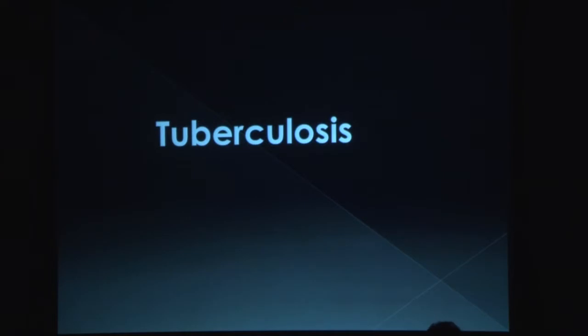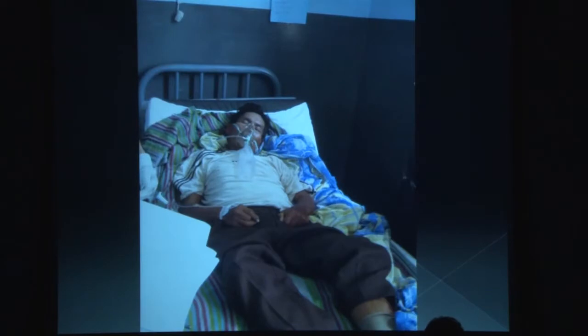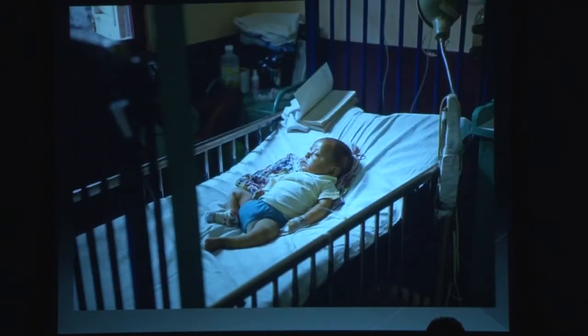Tuberculosis, you see a lot of tuberculosis there. These patients kind of waste away, very difficult. This is a dual infection, tuberculosis and HIV. And these patients go pretty quick. This patient had just tuberculosis. Tuberculosis you think of as lungs.